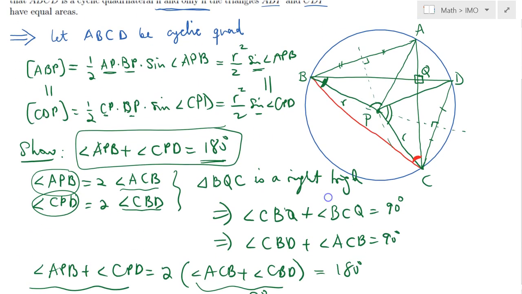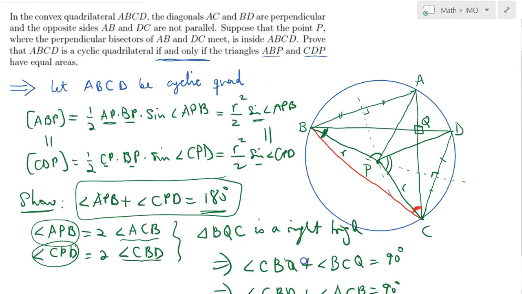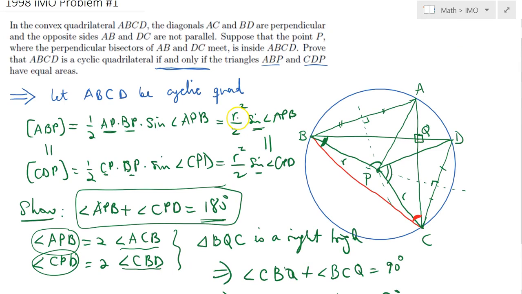If those two angles add up to 180 degrees, as a result, their areas, because we have all these terms the same, the sine of these two angles would be the same. As a result, these areas are simply equal. Okay, so we are done with the first part.